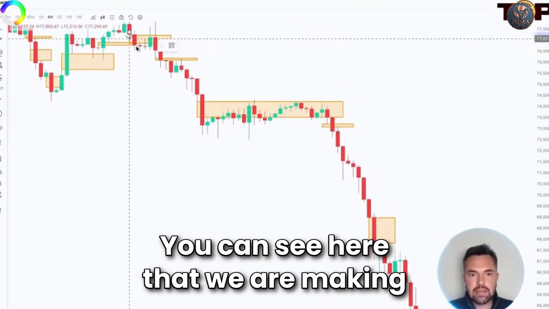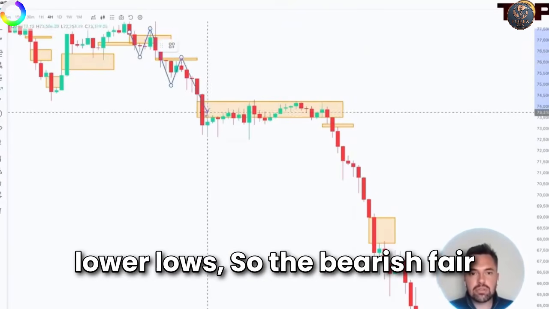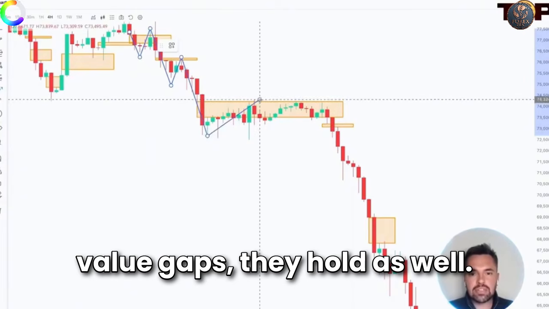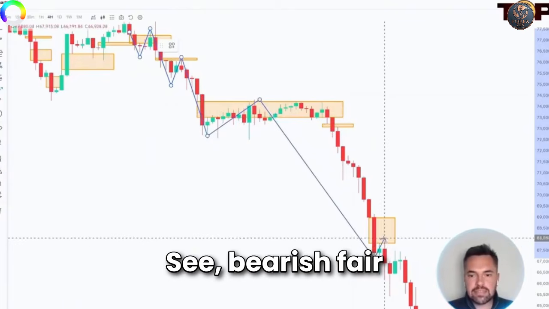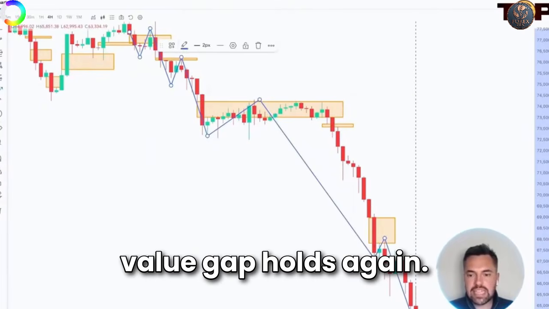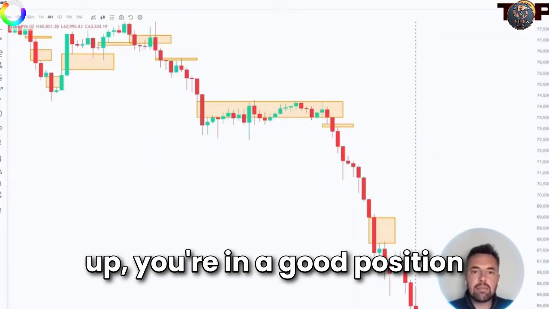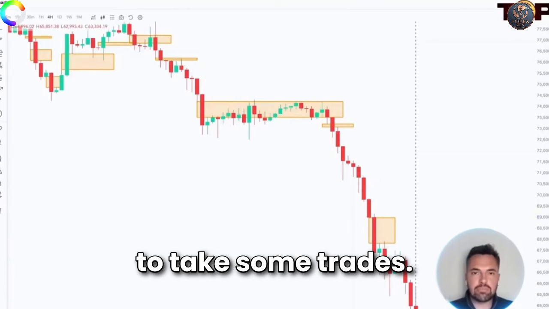You can see here that we are making lower lows, so the bearish fair value gaps, they hold as well. Coming down again, see, bearish fair value gap holds again. So once these things line up, you're in a good position to take some trades.